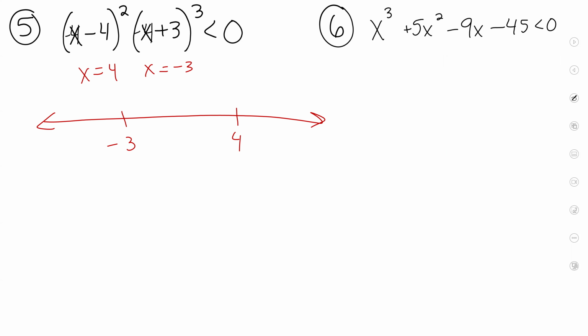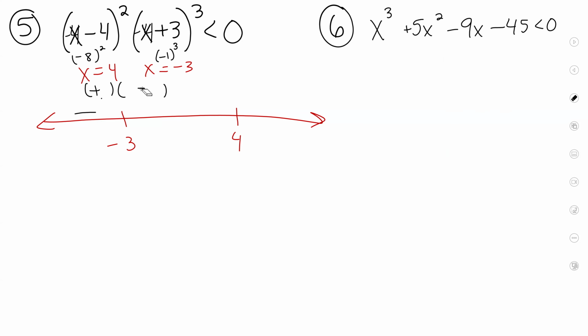So -4 minus 4 is -8. But if you square it, won't it become positive? Yeah. So this will be a positive times, let's see what we get over here. -4 plus 3, that's a -1 to the power of 3. Will that be negative or positive? Negative. Well, a positive and a negative make a negative. So to the left of -3, you would be negative if you plug in numbers.